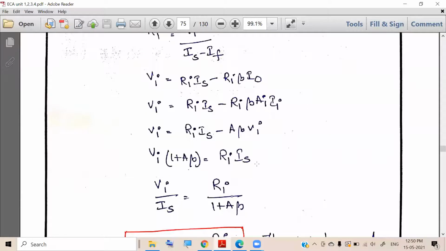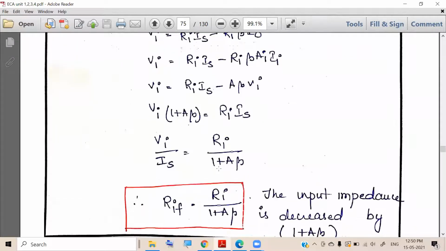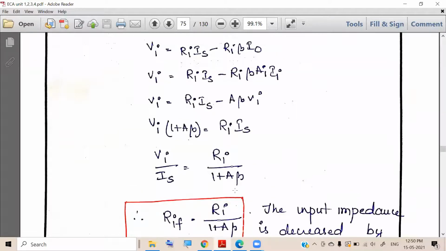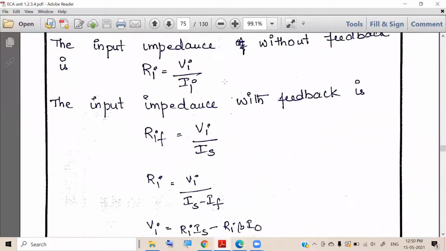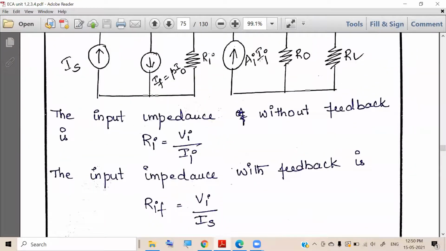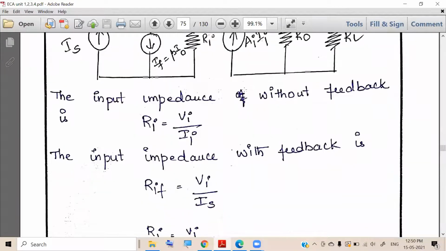Next, same old story, first multiply Is. So Vi by Is will be Ri by 1 plus A beta. So what is happening? The input resistance with feedback is reducing by a factor of 1 plus A beta, where A is actually the current gain. Either you can represent it with A or you can represent it with AI. Anything is fine.